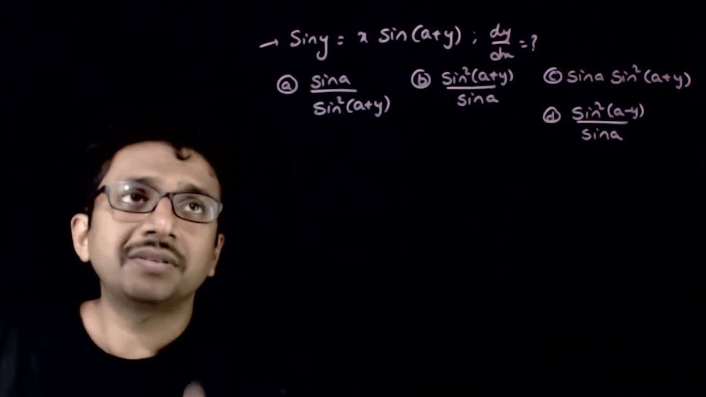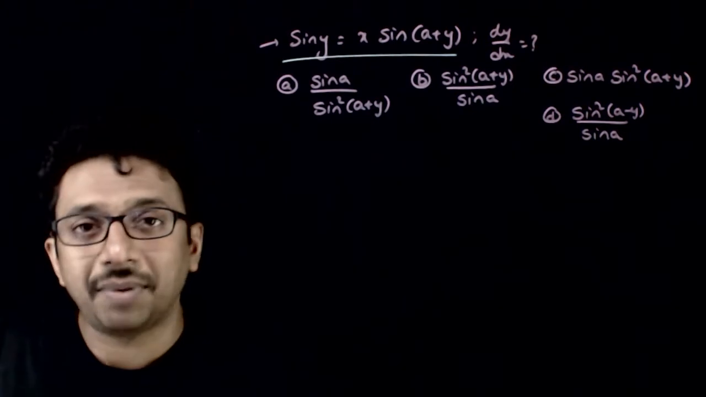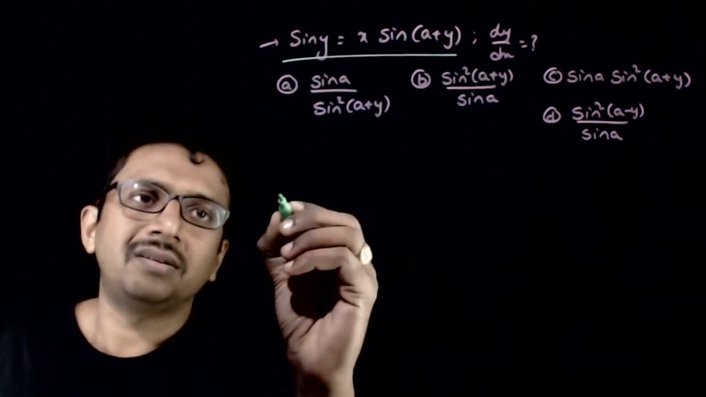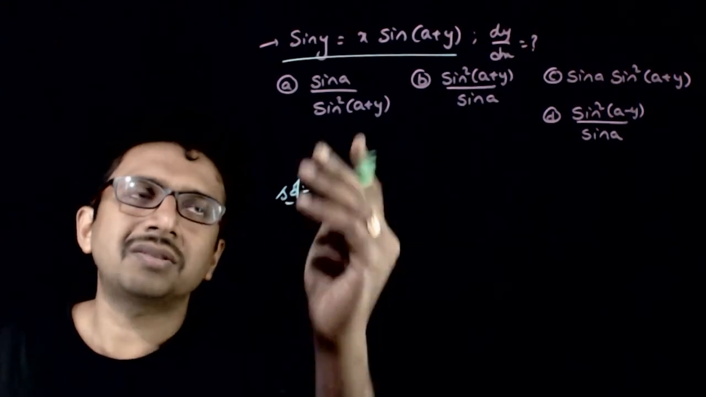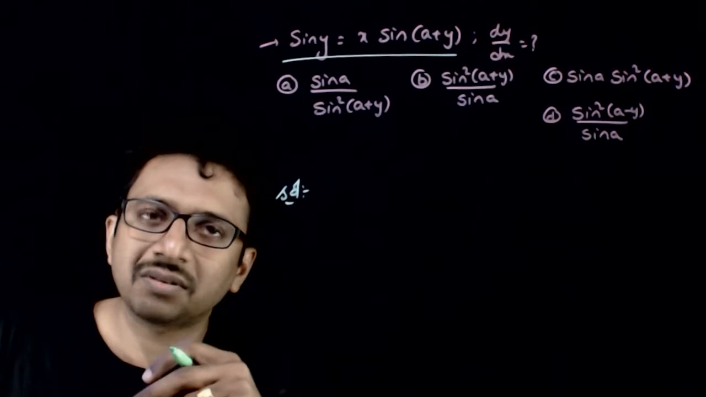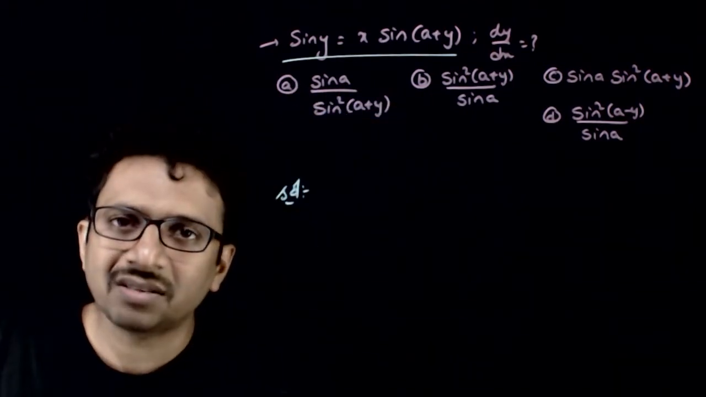So welcome students. In this question you're given that sin y is equal to x times sin(a + y). You're asked to find dy by dx. So in this question, as you can see, separating y is very difficult. If you want to write this function as y is equal to something, it's very difficult in this function.